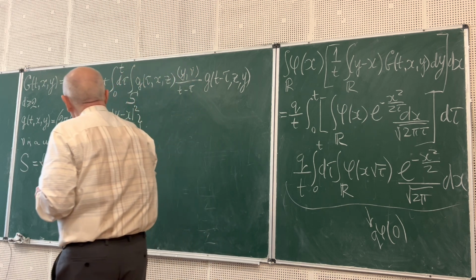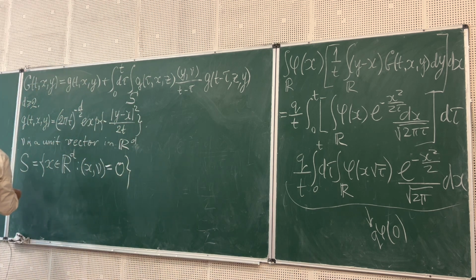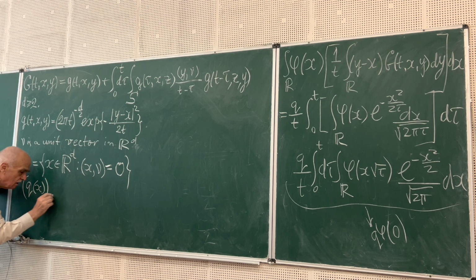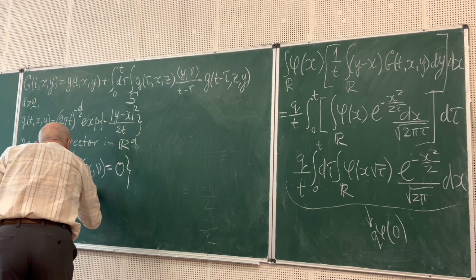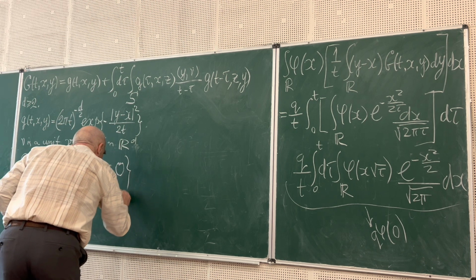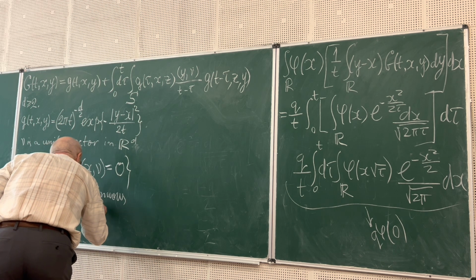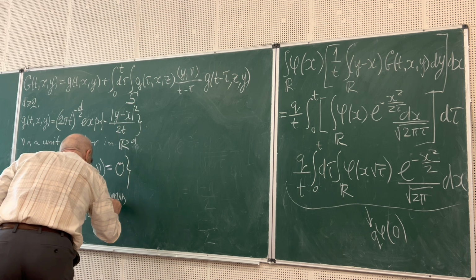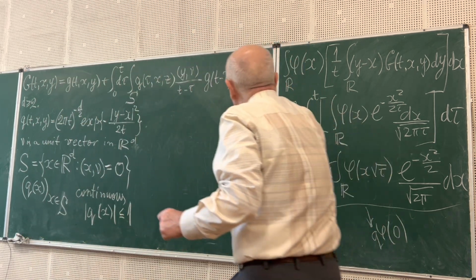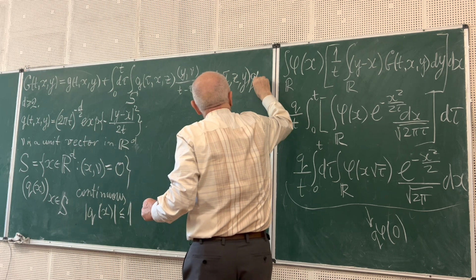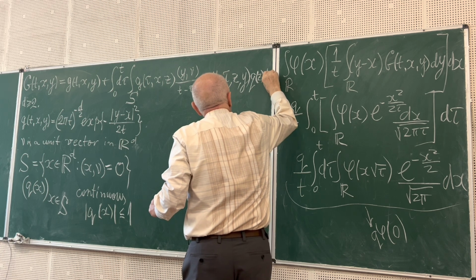Oh, I forgot to define a function. Let a function q of x on this hyperplane be given such that it is continuous and takes its values from the interval -1, 1. So I would like to write down here q of z d sigma z.